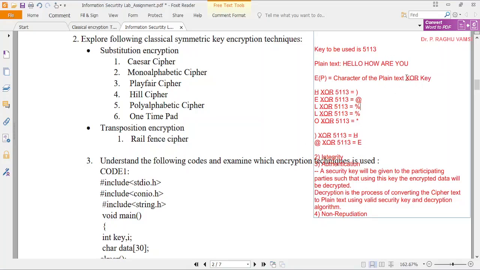So in programming, how will this particular exclusive OR be used? In programming, exclusive OR is used as the caret symbol. This caret symbol you will find on the number 6 key on the keyboard.